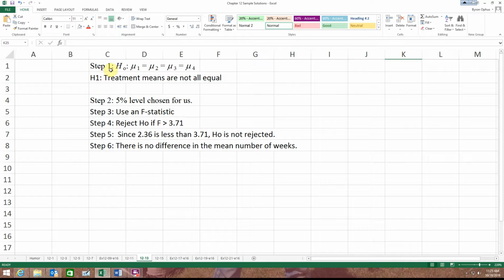It really gives me the ANOVA table already, and it's just asking me to calculate some stuff. But in my case, I need to use the 6 steps, right? So I need to state the hypothesis.